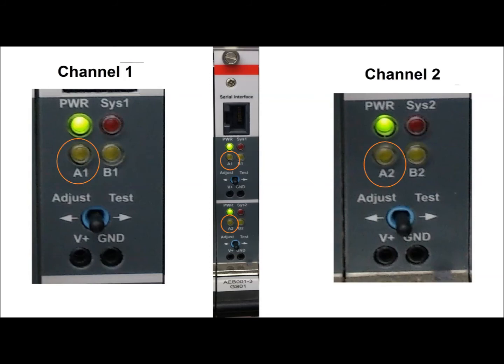The yellow LEDs, Bravo 1 and Bravo 2, are only lit when the AEB is waiting for or downloading its configuration. The AEB downloads its configuration when it is powered up. Normally, these LEDs should not be lit.